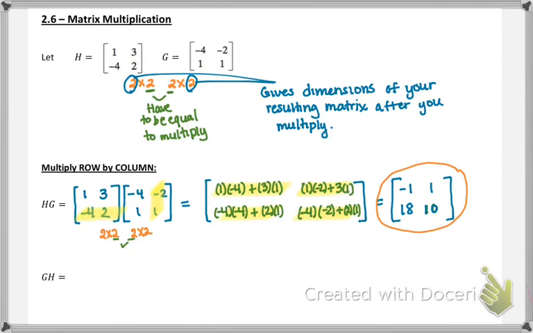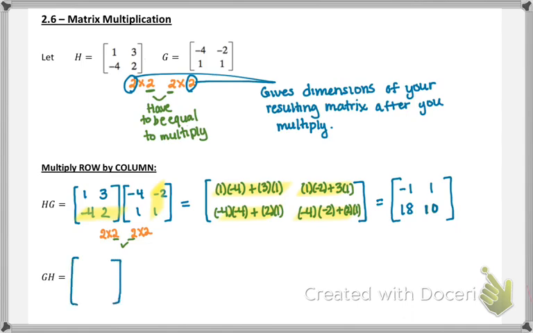So let's try that for GH. Now I know that in regular multiplication of real numbers, 3 times 2 is equal to 2 times 3, right? Multiplication is commutative in our real number system. Let's see if that's true under matrices. Let's see if matrix multiplication is commutative. So we're gonna swap it around.